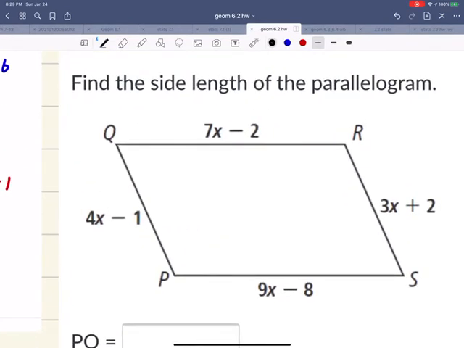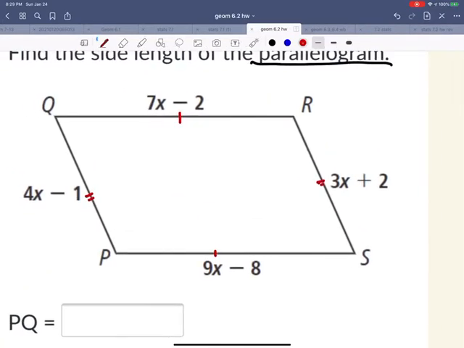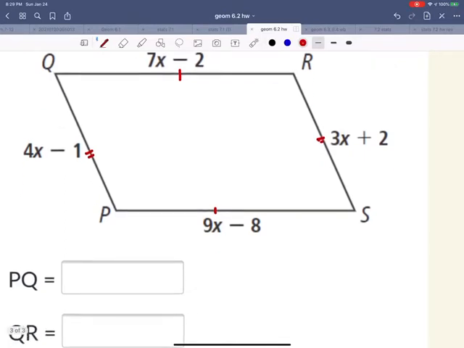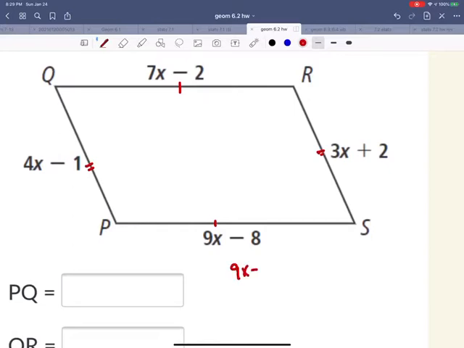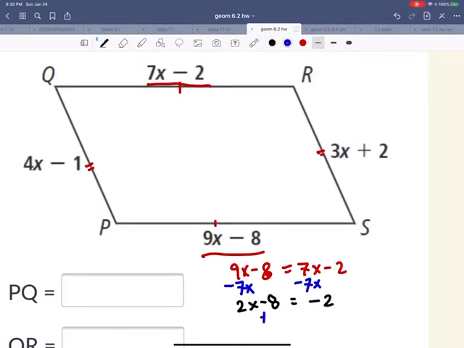Question number 2. It says it is a parallelogram, so we know that opposite sides are congruent. So the two long sides are equal and the two short sides are equal. So we can figure out what x is and then solve. It doesn't matter which one. So we'll just set this top one, 9x minus 8, equal to the two long ones. Right, and we'll do that.